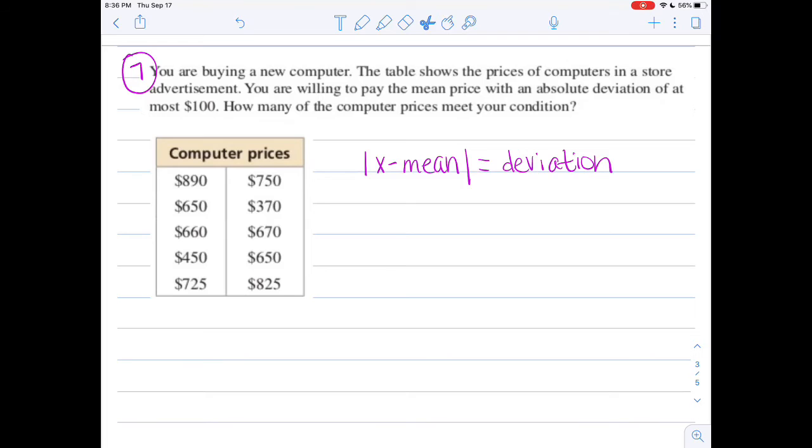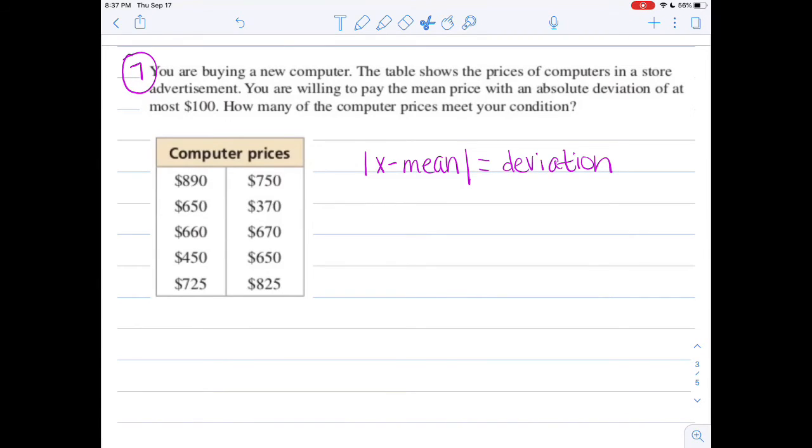And so the middle in this case is somewhere within $100 of the average price of all these computers. So that's what absolute deviation means. We can deviate $100 one way or the other from our average.